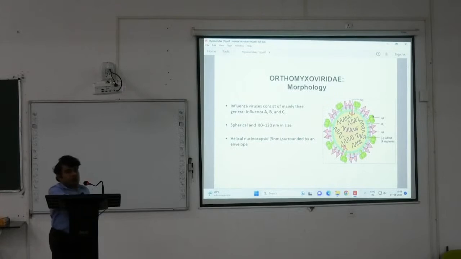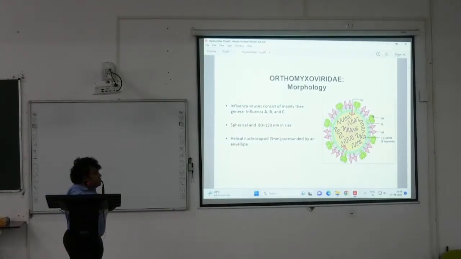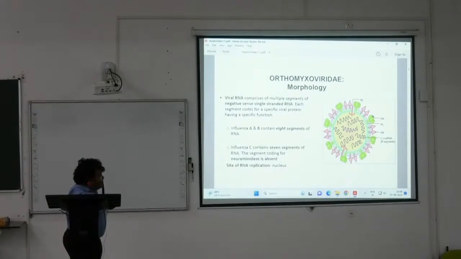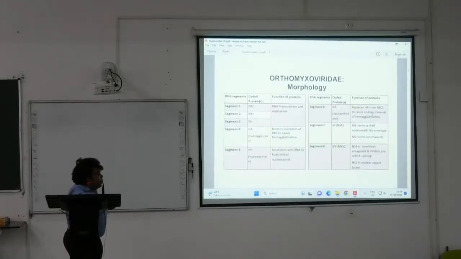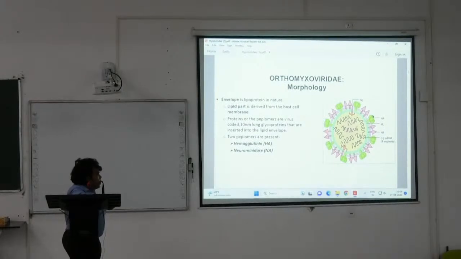First, let us look into orthomyxoviridae. As I have already stated, they are spherical in shape. They have 8 segmented single-stranded negative sense RNA, and they have some features like this. It is NA or neuraminidase, and the other one is the hemagglutinin. The hemagglutinin is the spherical shaped receptor, and the neuraminidase is the triangular shaped receptor.